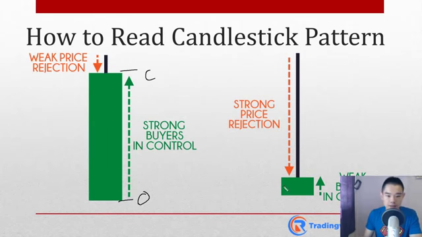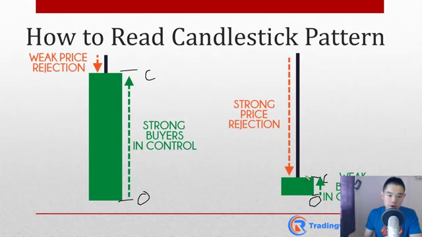Moving on, this is another example. You still have a body, but this time around, notice the body is much smaller compared to the wick. This is telling you that the buyers opened at this level and closed at this level over here. This is the close, this is the open. However, if you look at the wick, it's so much longer compared to the size of the body. This tells you that there is strong price rejection in the market.